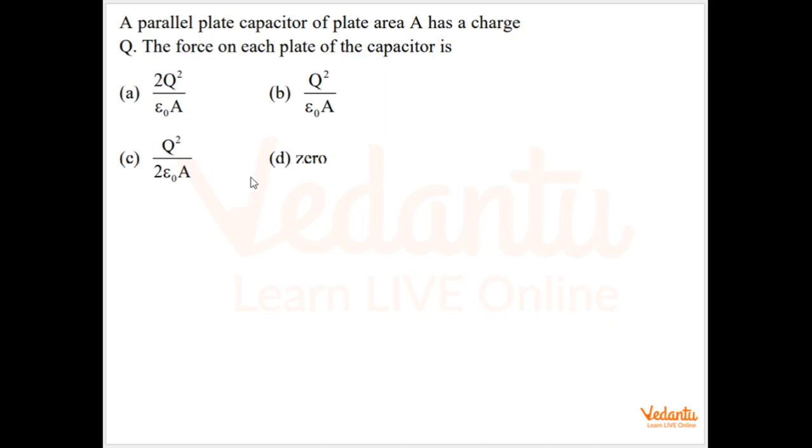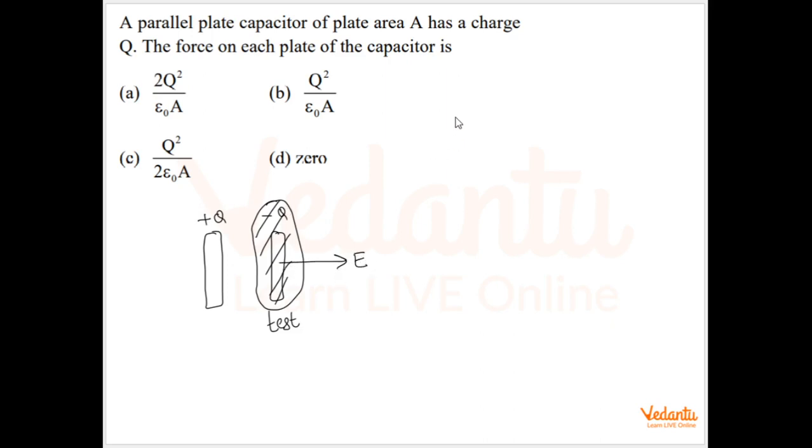Here we have a parallel plate capacitor of area A and charge Q. We have to calculate the force on each plate. Imagine the first plate has charge Q and the second plate has charge minus Q. Now, if for a minute we forget about this negatively charged plate, consider it a test charge, then just due to the positive charge there will be an electric field here. That electric field will be given by the formula sigma by 2 epsilon naught or Q by 2A epsilon.